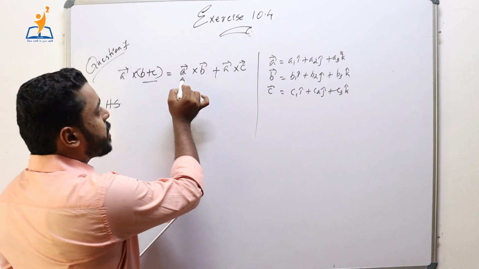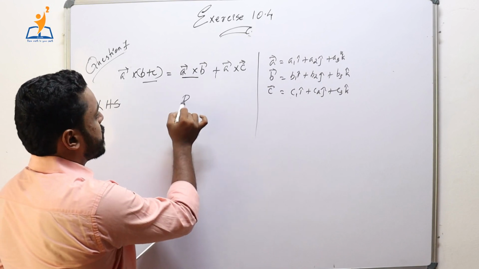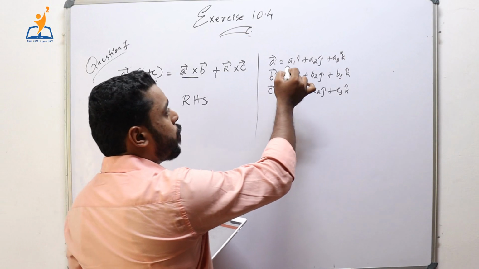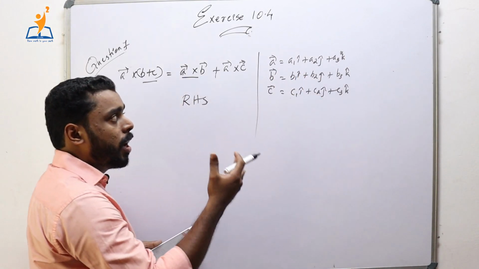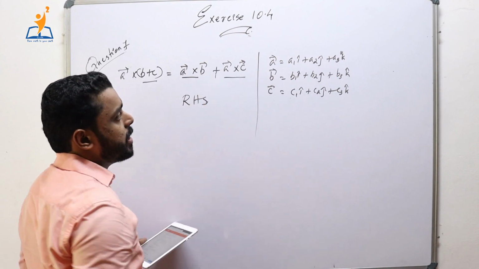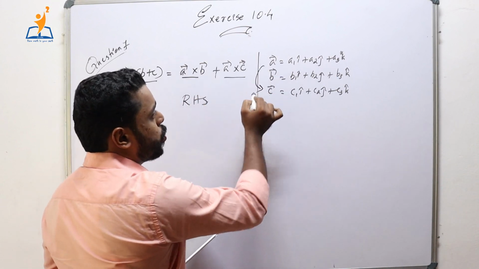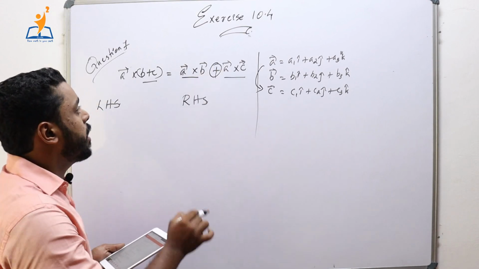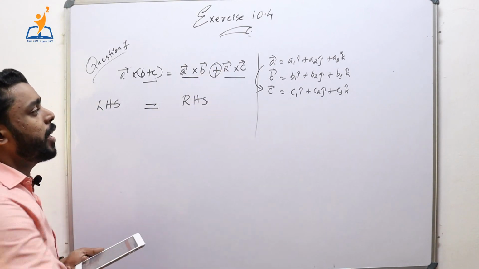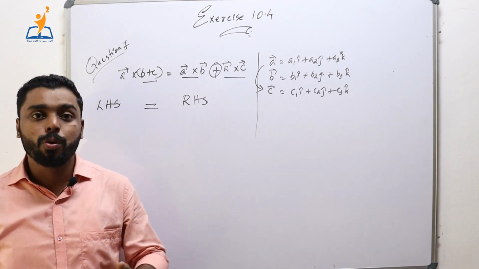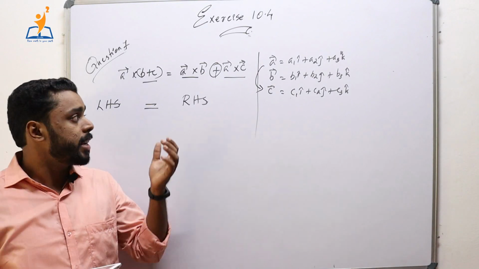Now, after that, you have to find the RHS. First of all, you have to find A cross B using the determinant formula for A and B. Then you have to find A cross C, using the same determinant formula. Then just add the results. Then you will see that LHS will be equal to RHS, and I am assigning this as homework for you. Just write it down and try this out.